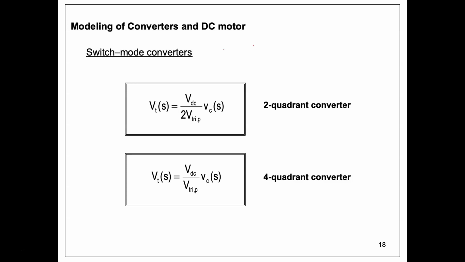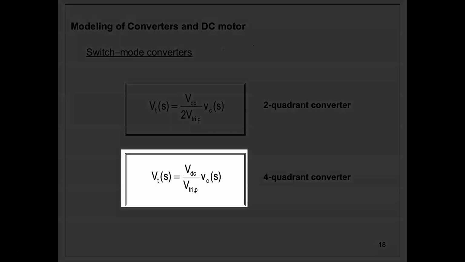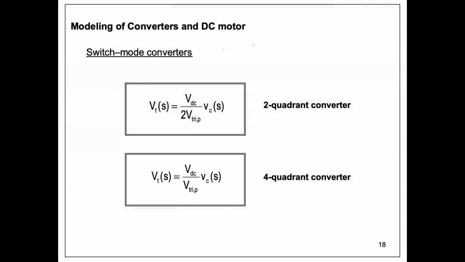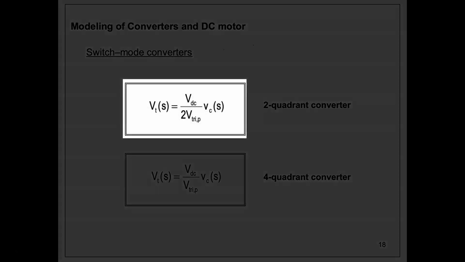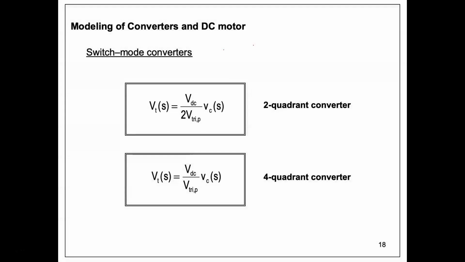waveform. We immediately notice that the gain of a 4-quadrant converter is twice as high as the 2-quadrant converter, regardless of whether it is a bipolar or unipolar switching scheme. The gain for a 4-quadrant DC-DC converter is the same. In this tutorial, the 4-quadrant DC-DC converter will be used in the controller design.